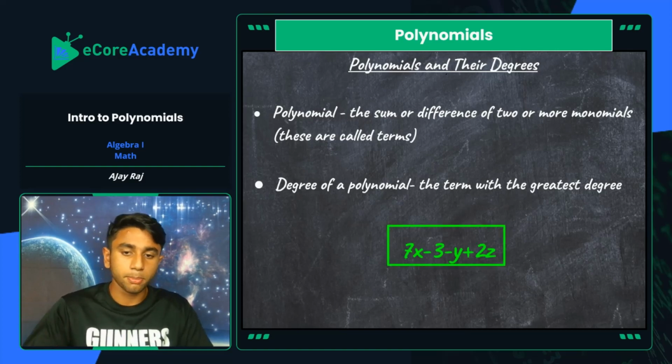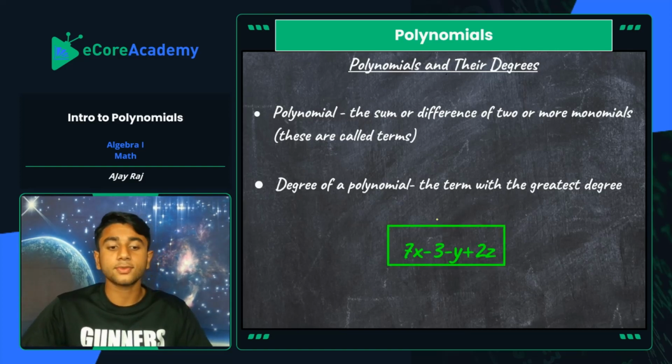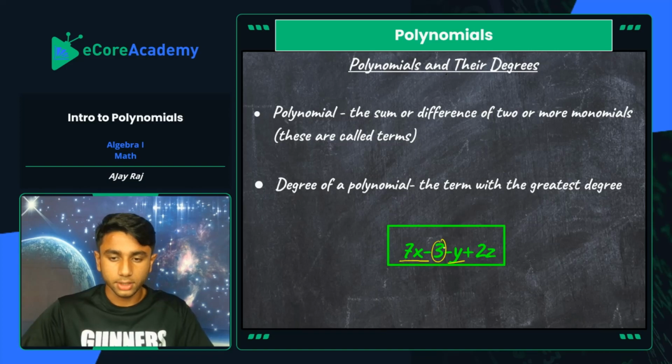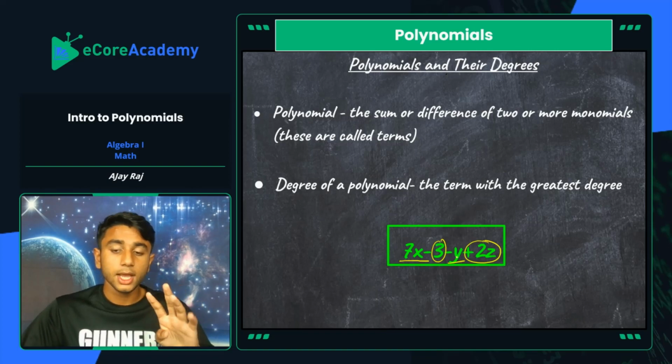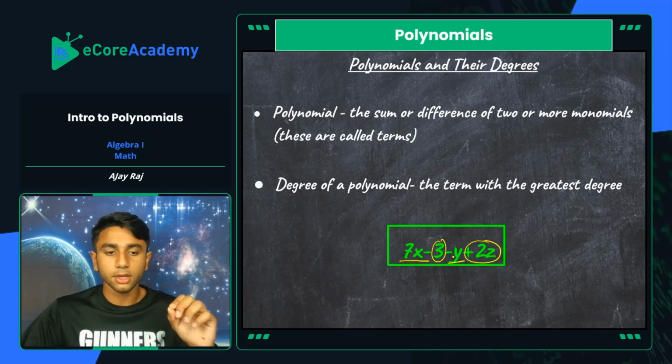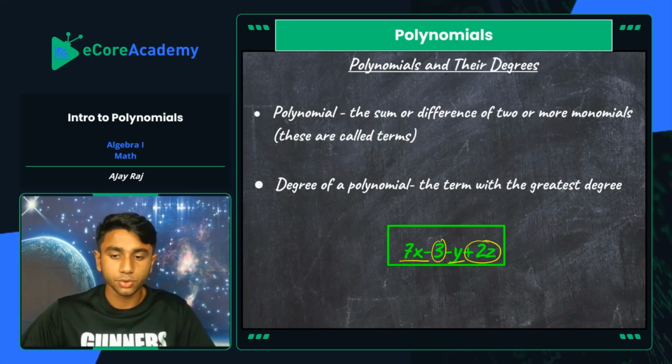So let's take a look at this polynomial right here. It has 4 terms. It has 4 monomials. Each one of these terms right here, 7x, negative y, negative 3, and also our 2z right here, plus 2z. That's going to be 4 different monomials. Now, for a polynomial, remember, anything that's not a monomial is going to be considered our polynomials in this case.